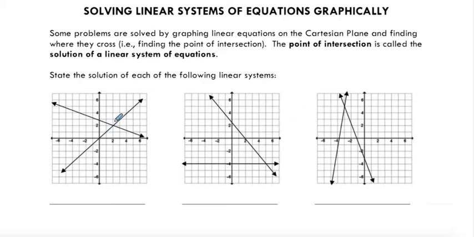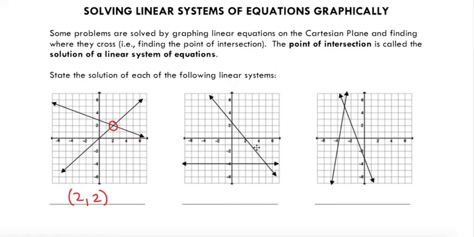If I take a look at this first graph, these two lines intersect at this point right there, which is the coordinate +2 and +2. So remember, we always identify the coordinate that goes left and right first, and then the coordinate that goes up and down, or the x and then the y.